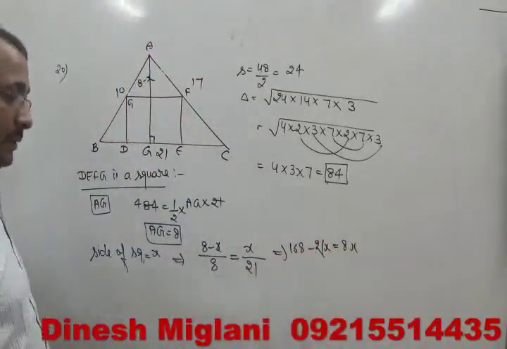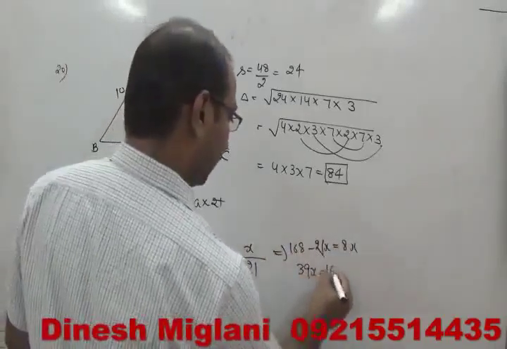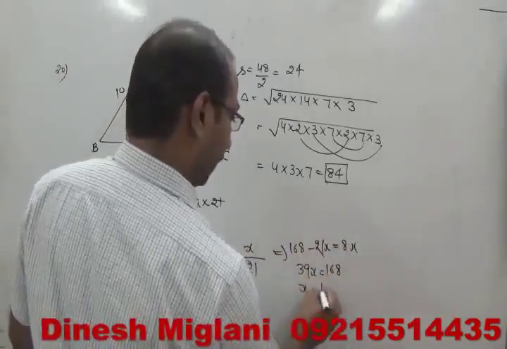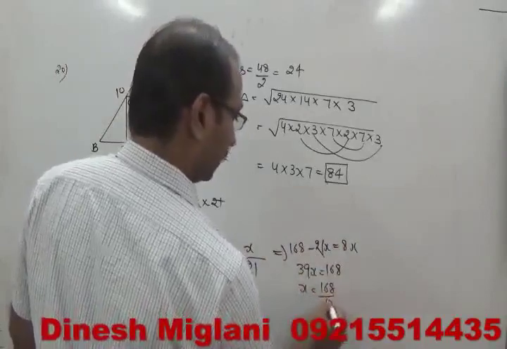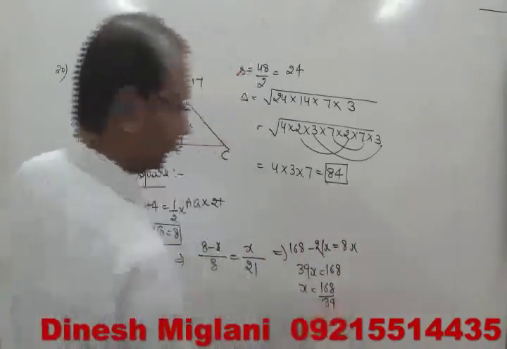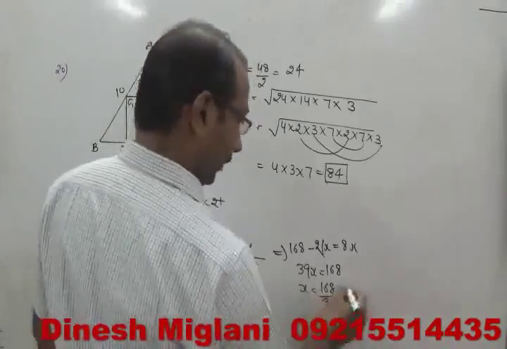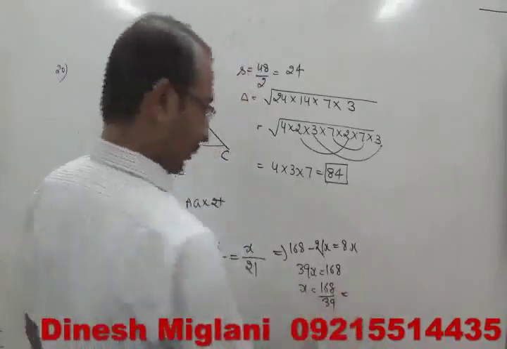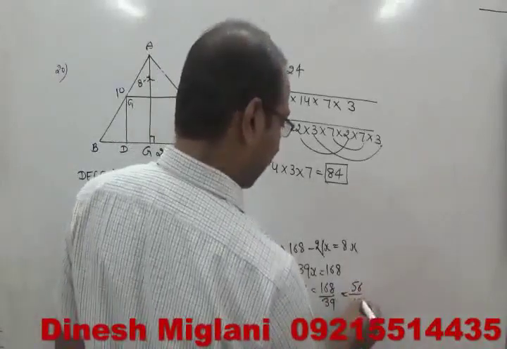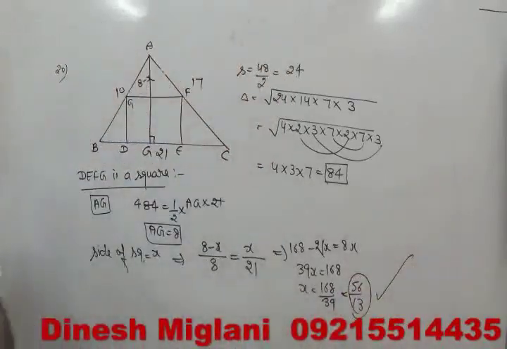Now I have to find x. Take it over and make it 39x equal to 168, and x is 168 upon 39, right? That may be cancelled by 3. I may say 3 will go on 3, 5, 15, 6, 56 by 13. Here I can say the side of the square is 56 by 13, that's my answer.